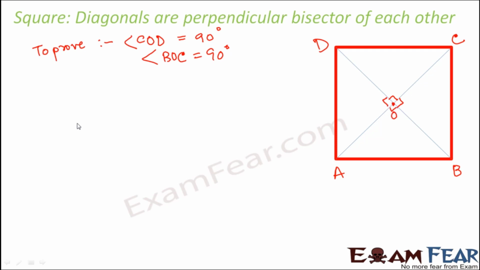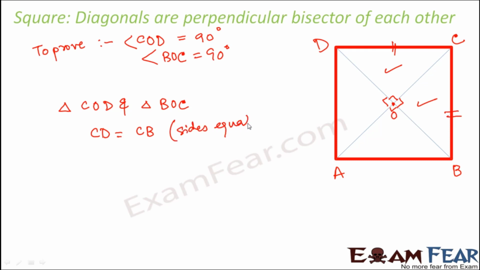So how do we prove that? Here again we consider two triangles. Now which triangles are we going to consider? Since we want to prove that this angle is 90, this angle is 90, let's try to consider these two triangles, that is triangle COD and triangle BOC. So in these two triangles, we see that CD is equal to CB because all sides in a square are equal. Again, OC will be equal to OC, which is common. So this is OC, the common side.